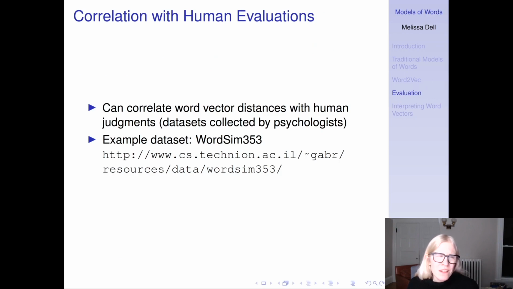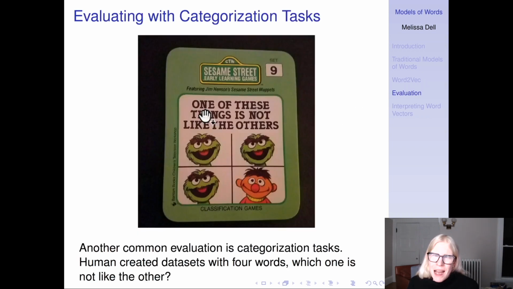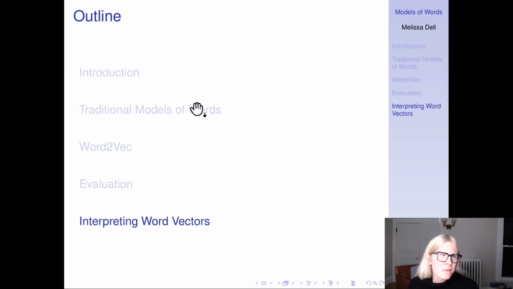You can correlate word vector distances with human judgments. There were data sets collected by psychologists on this. So there's this WordSim 353 data set that was used a lot in this literature, and you see that in the first column here. People also evaluated performance with analogy data sets. And then finally, there were categorization tasks, which were human-created data sets with 4 words: which of these words is not like the other, which will sound familiar to anybody who watched much Sesame Street growing up.